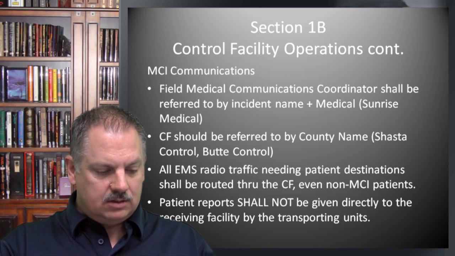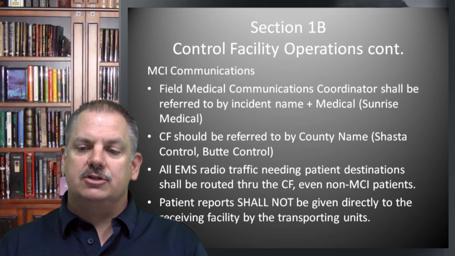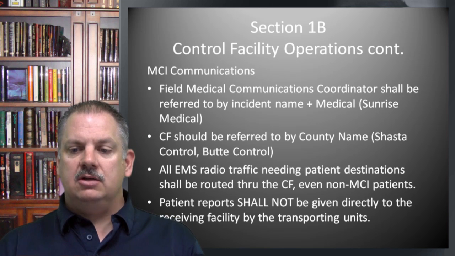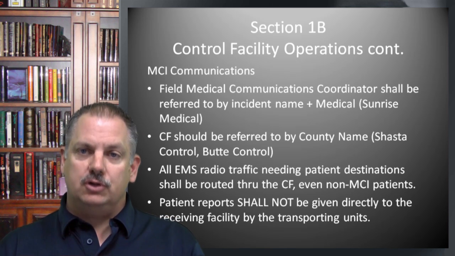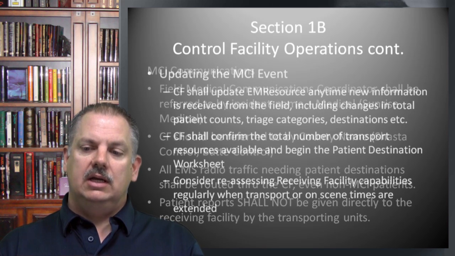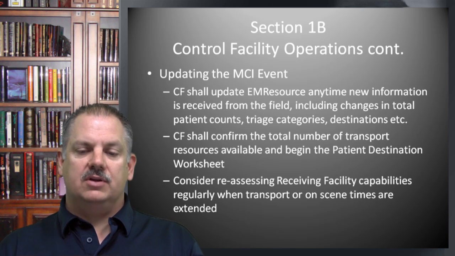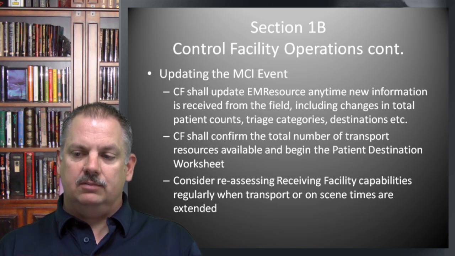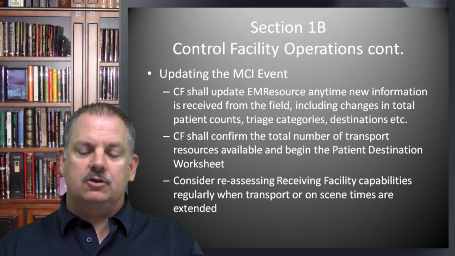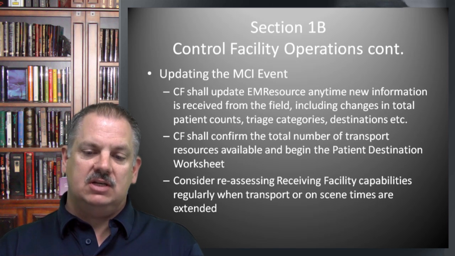Updating the MCI event should be done frequently, especially anytime there's new information, including changes in total patient counts. You found some patients that you didn't know were there. You've changed their triage categories, so we need to update that number, whether it's increasing or decreasing the immediates, and also if there's any challenges with receiving destinations. The control facility will confirm the total number of transport resources available and begin the patient destination worksheet.